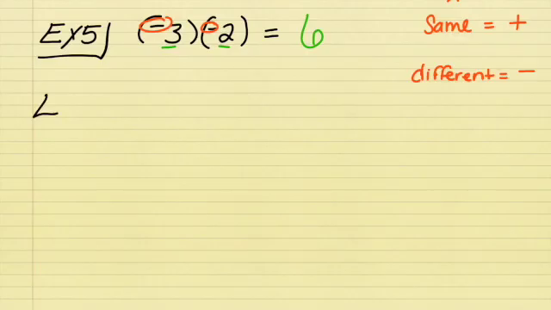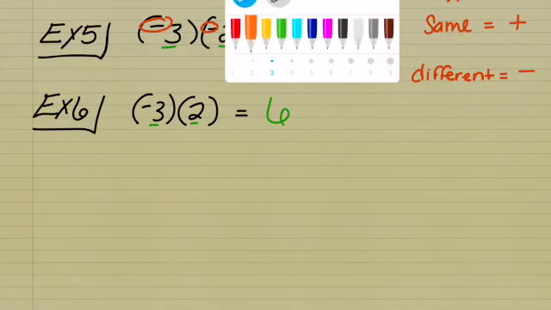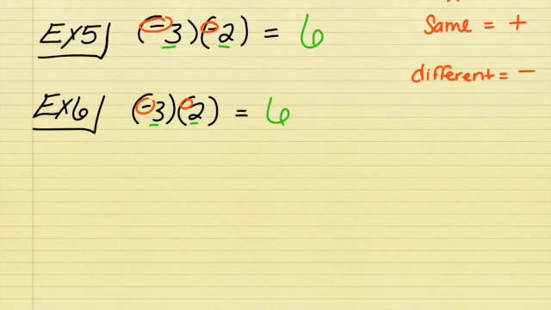Example number 6. Okay. What if I have negative 3 times a regular 2? All right, so you do the numbers first. 3 times 2 is 6. And then you look at the signs. Well, they're different signs. This is a negative, and this one's a regular positive. Different signs mean my answer is going to be a negative. So negative 3 times 2 is negative 6. It works the same way with division.